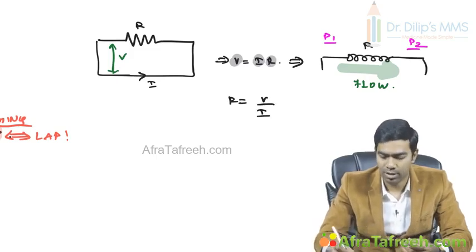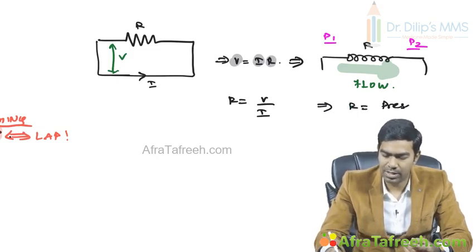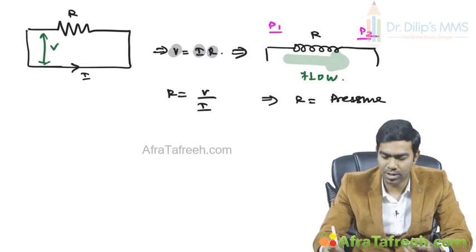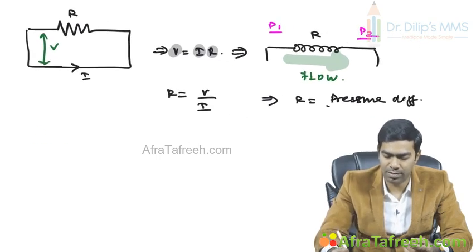Clear? So similarly, here you can equate resistance is equal to pressure difference between the two ends. There it's the potential difference between the two ends. Here we are telling the pressure difference between the two ends divided by current. Here the current is nothing but the blood flow.